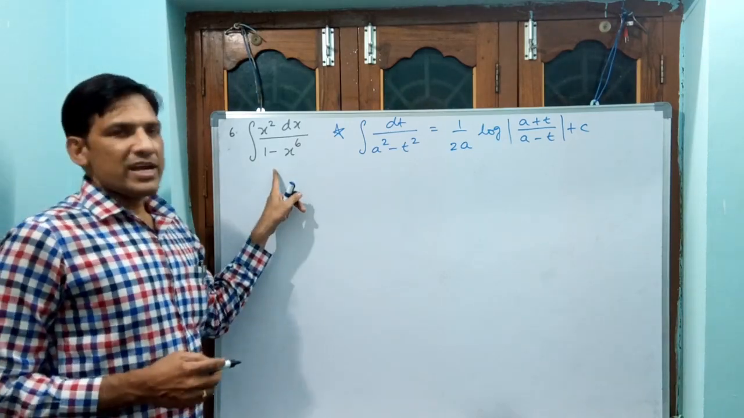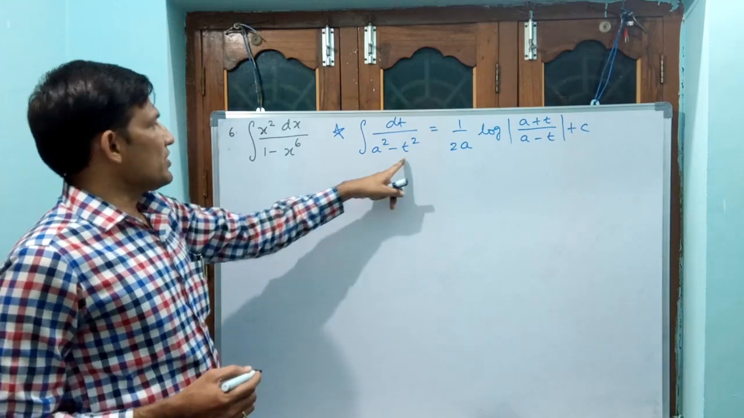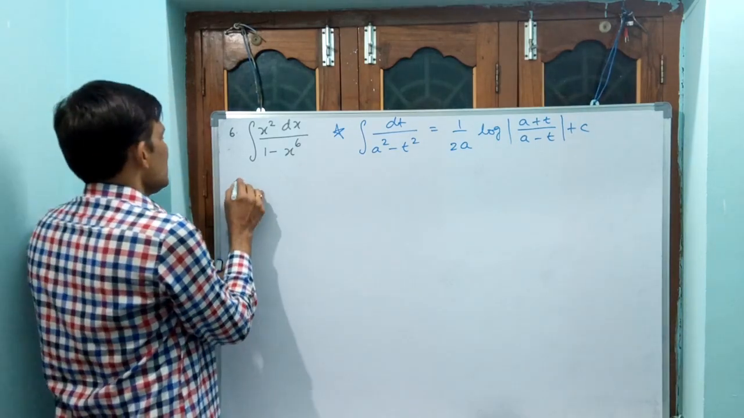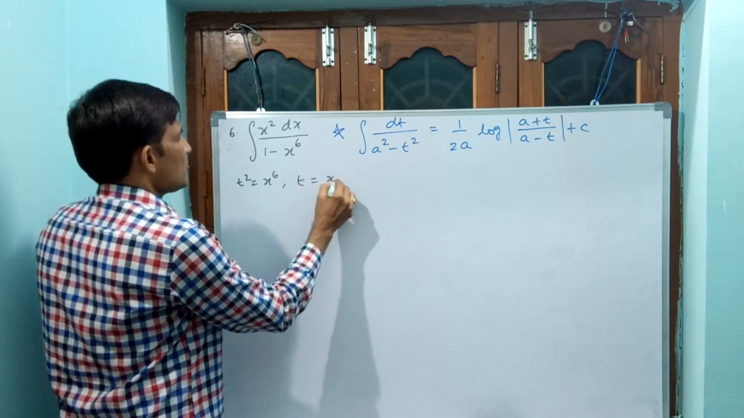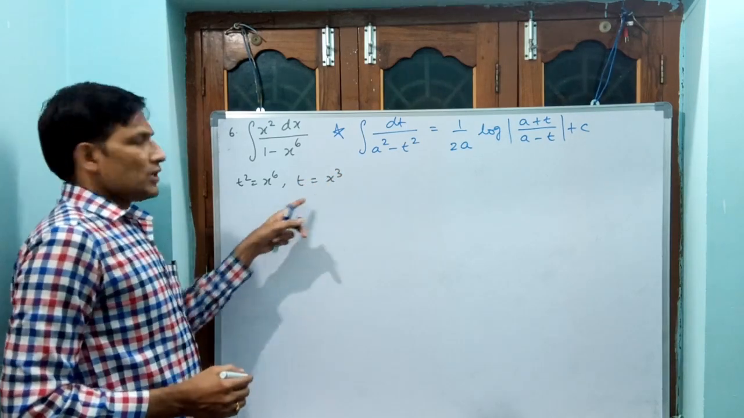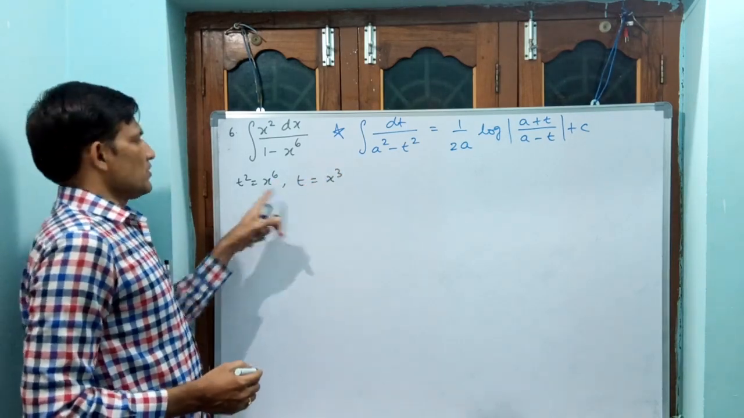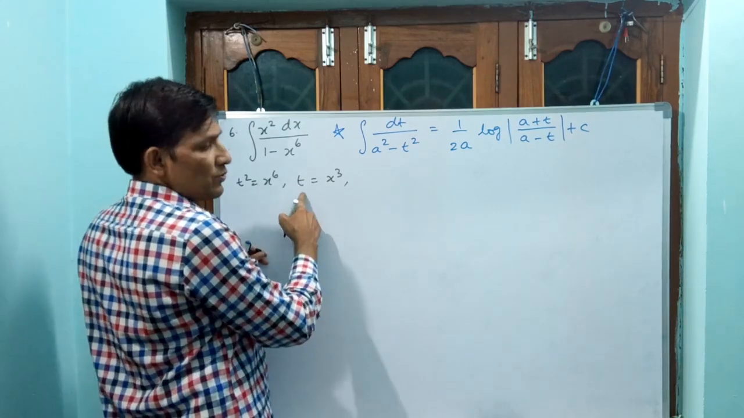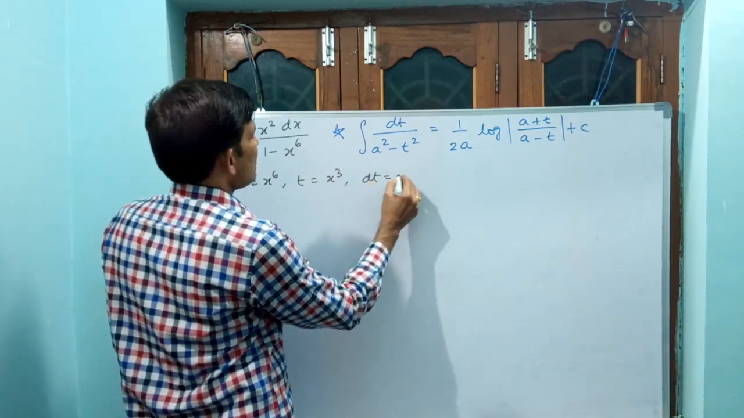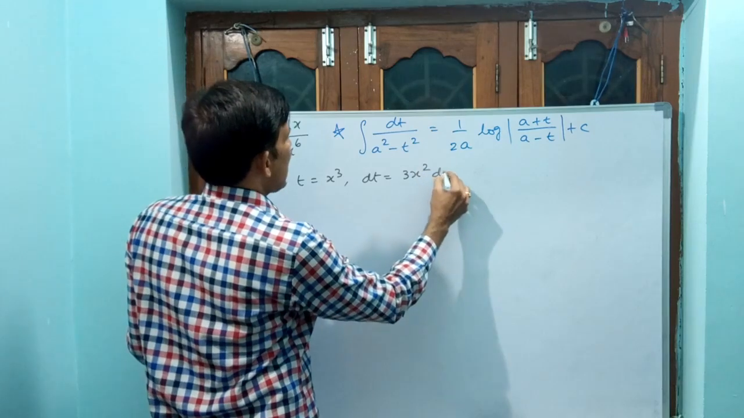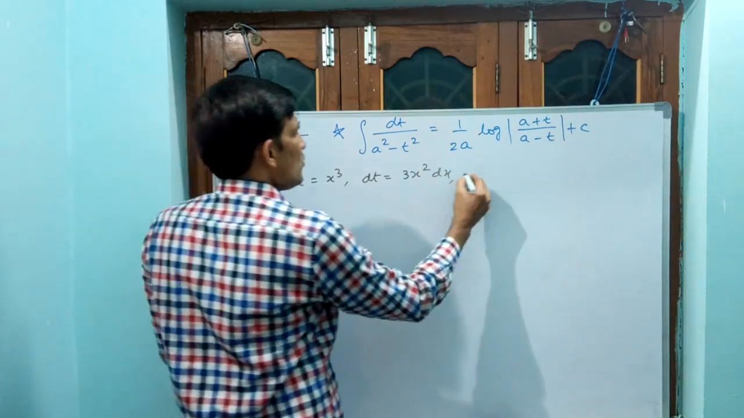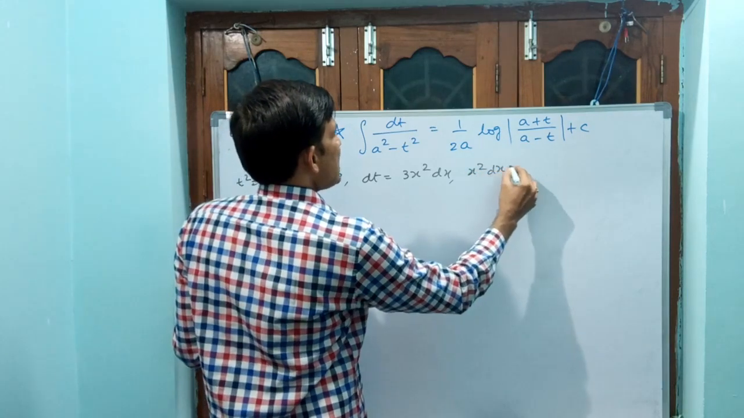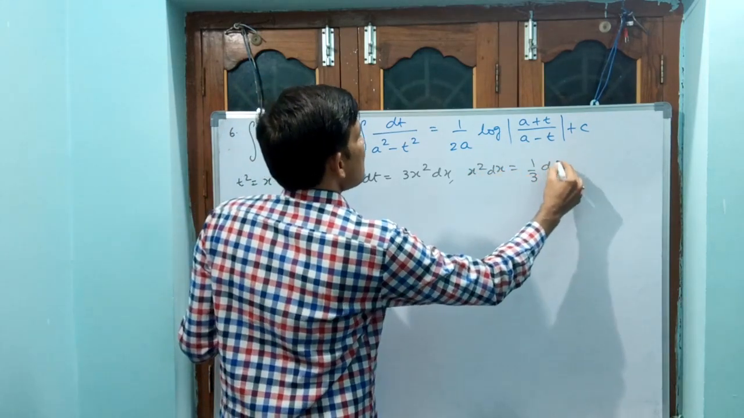a square is 1, a is 1, you did not do anything. But t square will be x to the power of 6. You see, t square is equal to x to the power of 6, or t is equal to x cube. x cube whole square is x to the power of 6, t square. Okay. Then you make dt. dt is equal to 3x square dx. x square dx is there. Then you do one thing. x square dx is equal to 1 by 3 dt.